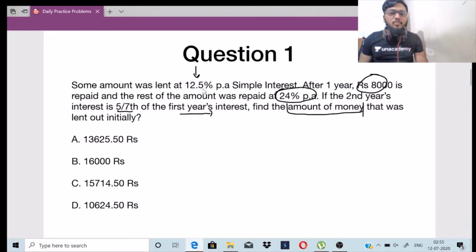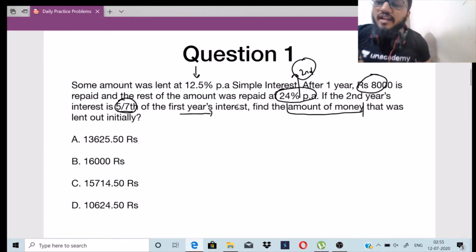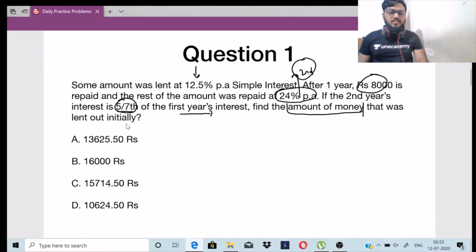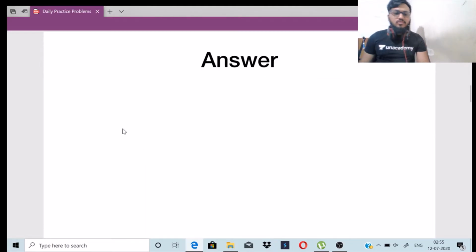Starting interest is 12.5% for 1 year, and after 1 year 8,000 rupees is taken out, right? So 8,000 rupees is taken out and the remaining amount is paid at 24% per annum. So this will be for the second year. The interest of the second year is equal to 5 by 7th of the first year's interest, right? Four options you have. Let us solve this question.